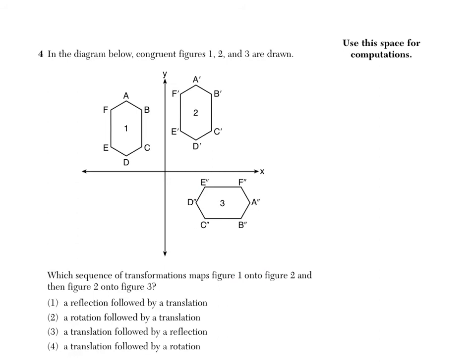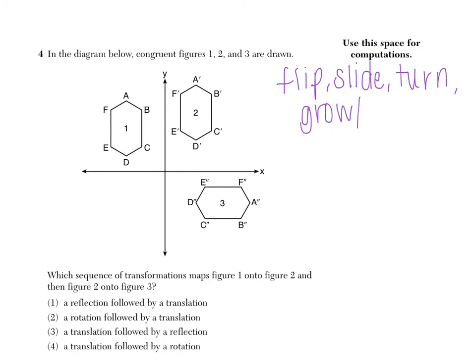Question 4 says, in the diagram below, congruent figures 1, 2, and 3 are drawn. Which sequence of transformations maps figure 1 onto 2 and then 2 onto 3? If we look at these figures, we want to figure out what keywords are being used here, like flip, slide, turn, or grow/shrink. Because these keywords help us figure out what transformations are being performed.